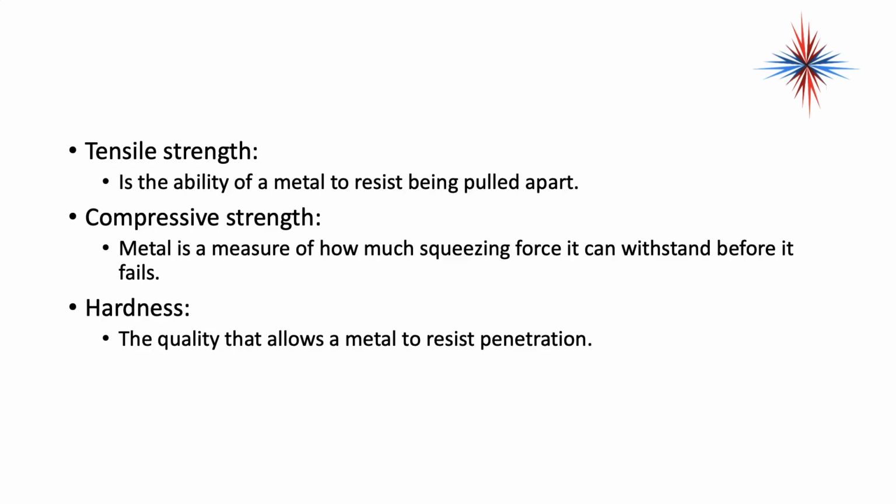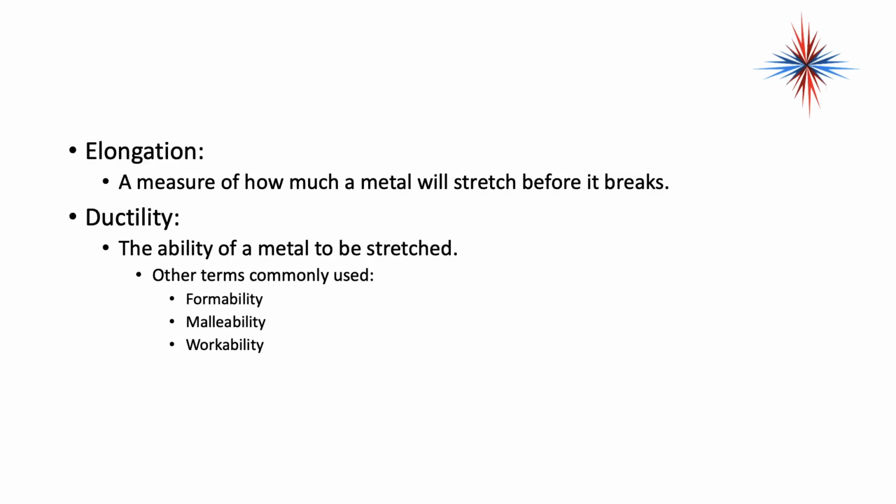Tensile strength is the ability of metal to resist being pulled apart. Compressive strength is a measure of how much squeezing force it can withstand before it fails. Hardness is the quality that allows a metal to resist penetration. Elongation is a measure of how long the metal will stretch before it breaks. Ductility is the ability of the metal to be stretched.